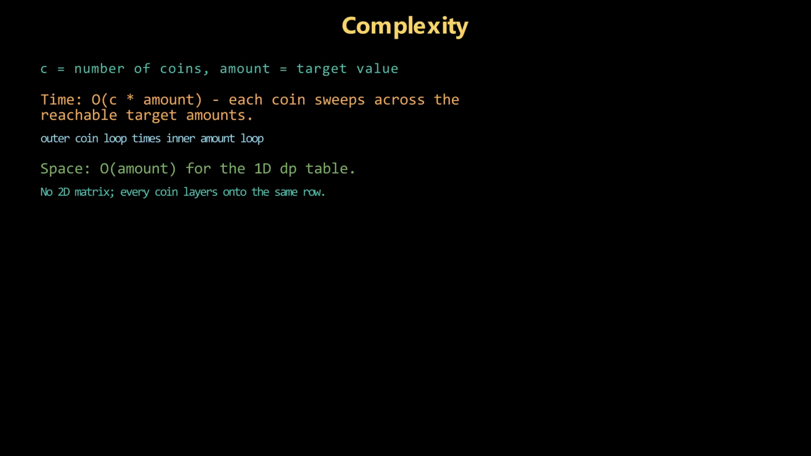Let C be the number of coin denominations. Time is O of C times amount, because each coin performs one left-to-right sweep across the target amounts. Space is O of amount for the one-dimensional DP table, with no matrix and no recursion stack.